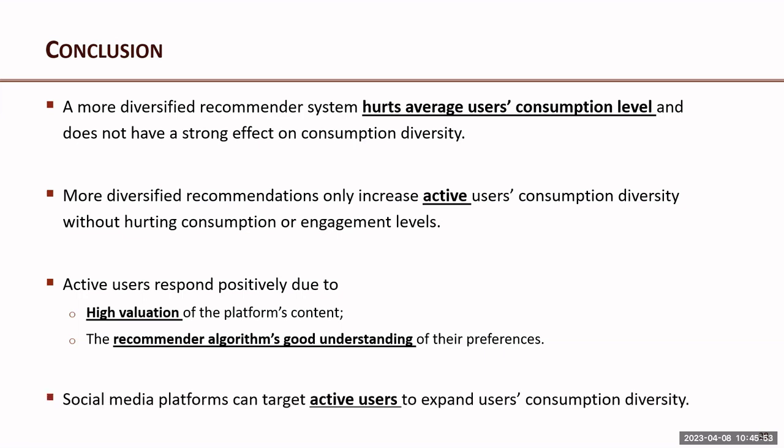And last, we suggest social media platforms such as this Cloud Village can target active users to expand users' consumption diversity. In that case, users can not only have a chance to mitigate the filter bubble problem, but the platform will not be hurt by reduced performance metrics. And thus, we can lead to a win-win situation.